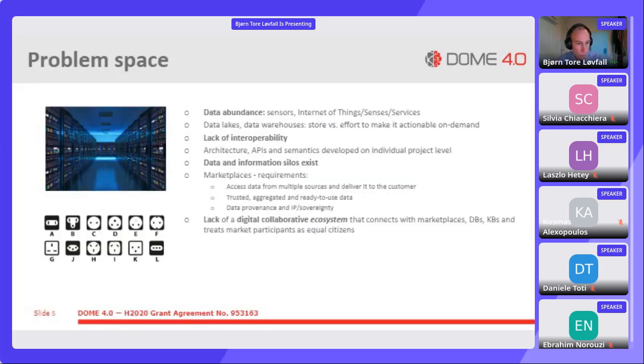And then over to the problem space. So in today's digital world, we have an abundance of data from sensors, Internet of Things, services, and so on. But the data resides to a large degree in data lakes, data warehouses, or even behind company firewalls. The challenge is that each data source has its own way to access the data. This, together with the lack of interoperability or even metadata accompanying the data, gives us information silos that are difficult to penetrate.